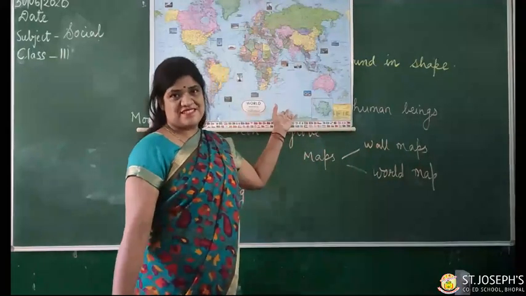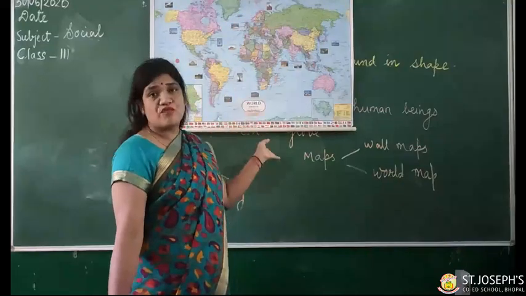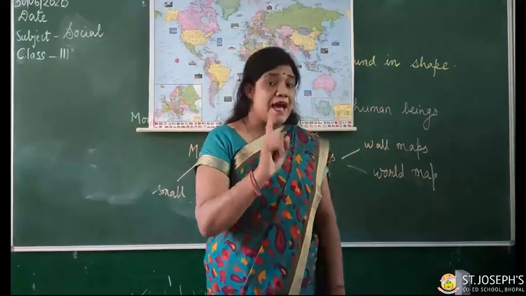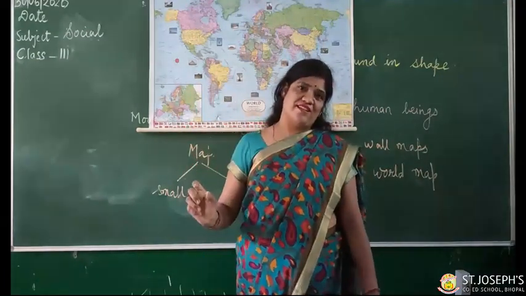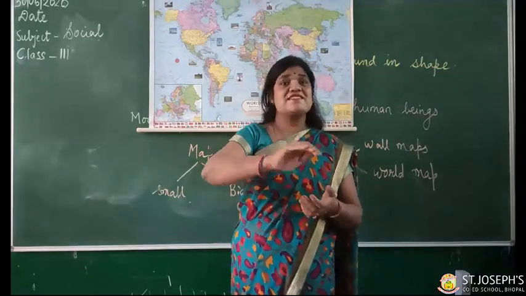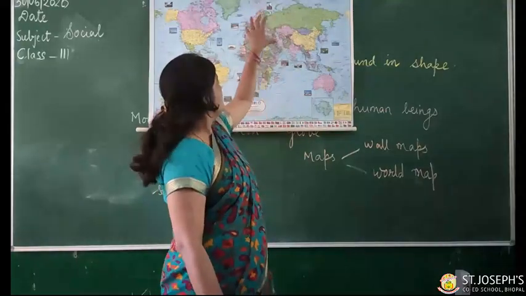But this you can't paste because this is large size, and it can be hung on a wall. So that is also known as a wall map. One more thing, children: what is a wall map? The map which we can hang on the wall. A small size map you can't hang, but you can paste it in a copy. Only large size maps we can hang on the wall.